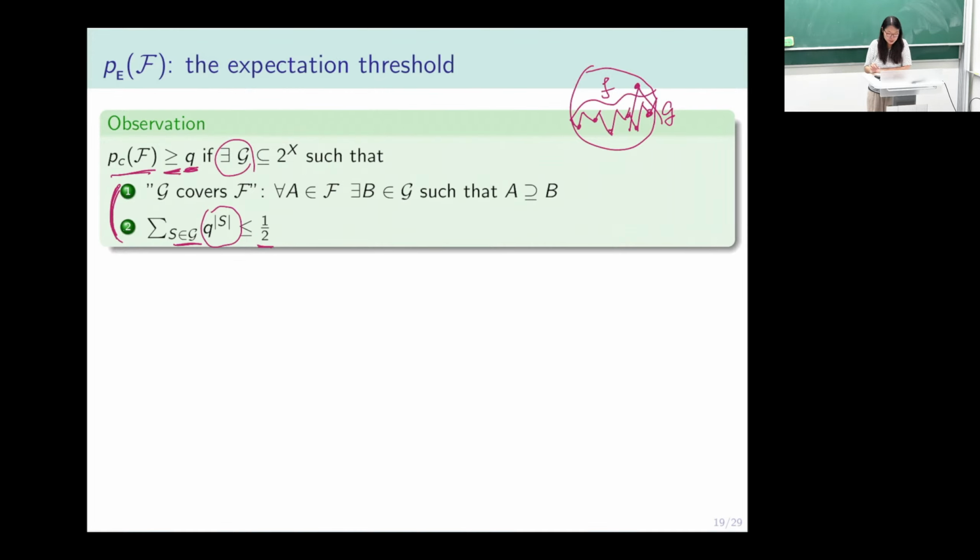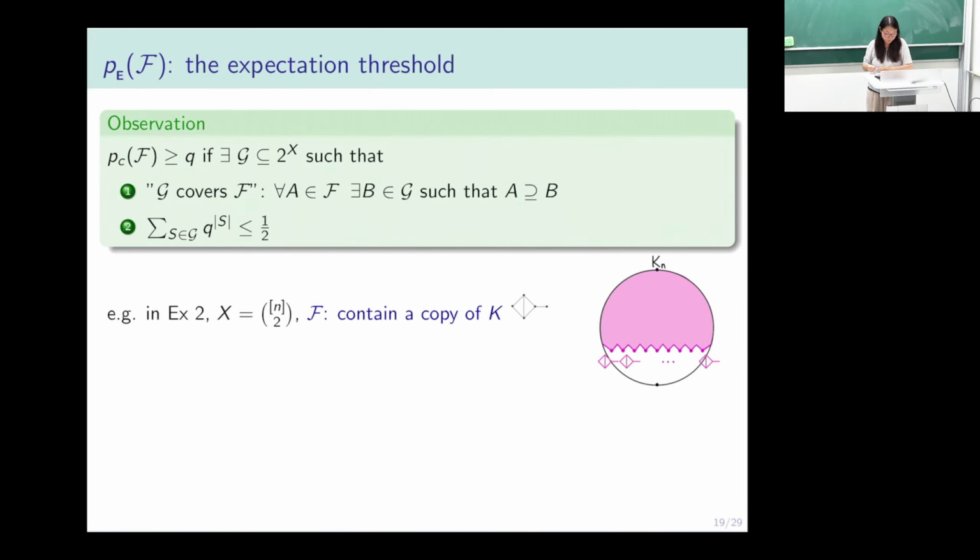And this observation is straightforward from the definition, so let me not give you the justification, but let me give you how this observation connects to our examples. So let me remind you of our second example. In the second example, X was n choose 2 and F was to contain a copy of K, where K is this H with a little tail.